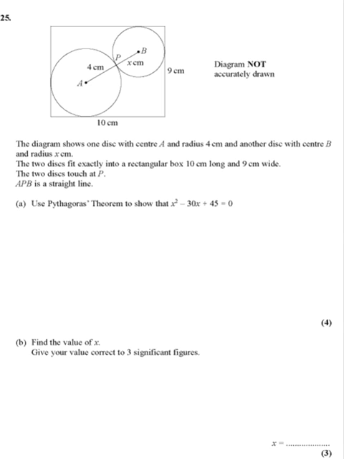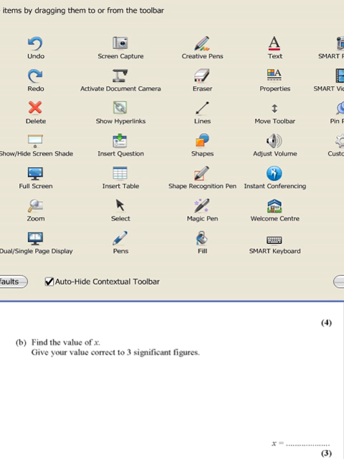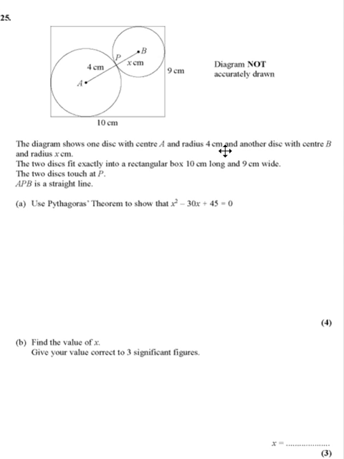Now, the key part of the question, sorry, I'm using this thing for the first time, so bear with me. Right, sorry. So the key part of this question is ending up with this result, x squared minus 30x plus 45 equals 0. And probably a lot of you are looking at this and going, well, I have no idea where that comes from the question.